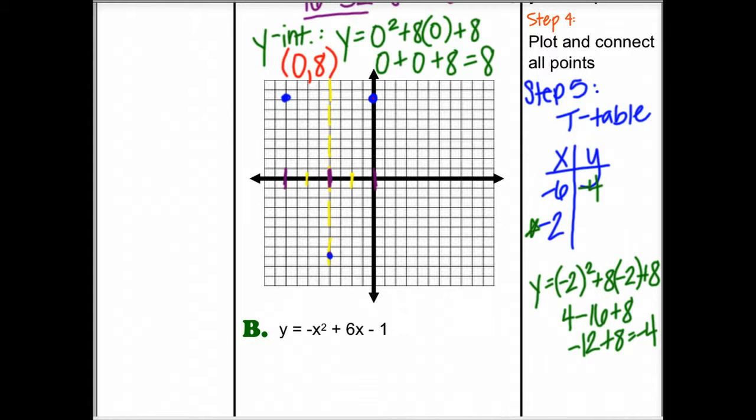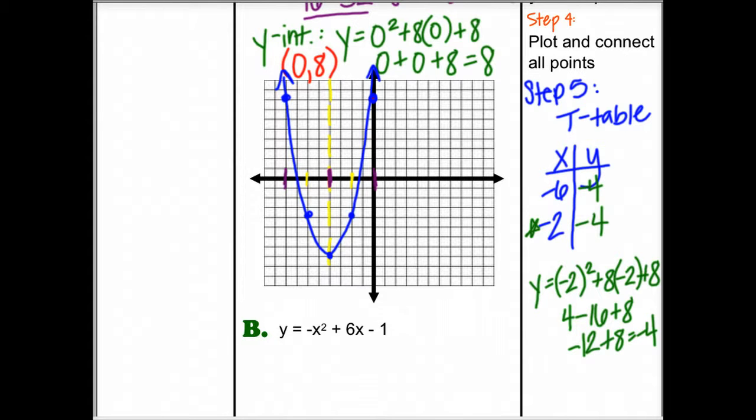So I know that both of these values are negative 4. So now I have 2 points that I can graph. Negative 2, negative 4, and negative 6, negative 4. So now I have my 5 points. Make my nice curve, putting my arrowheads on the end, and I've got my graph.